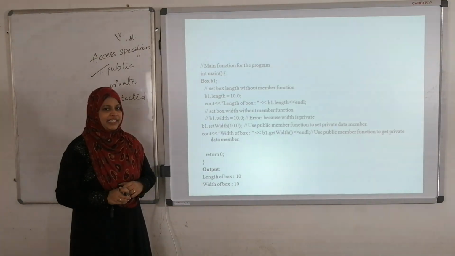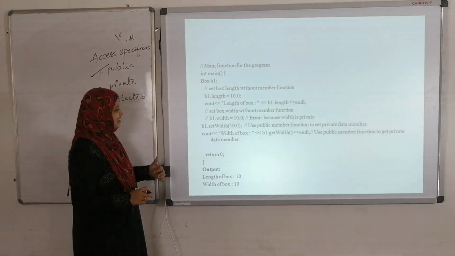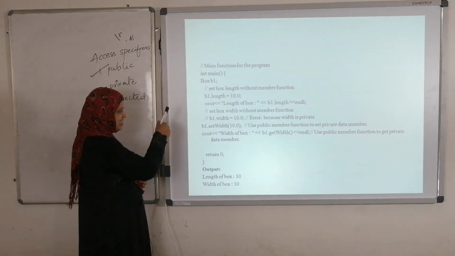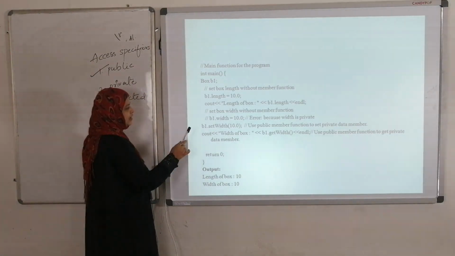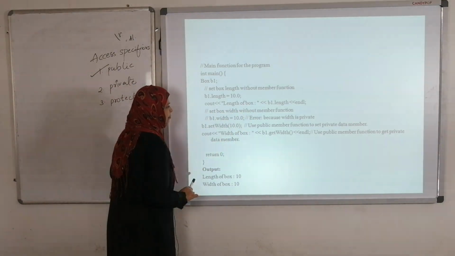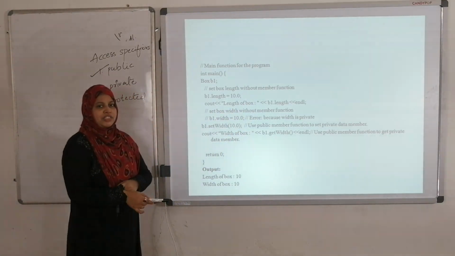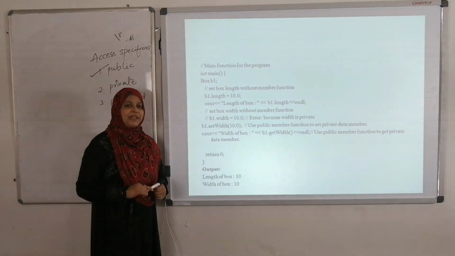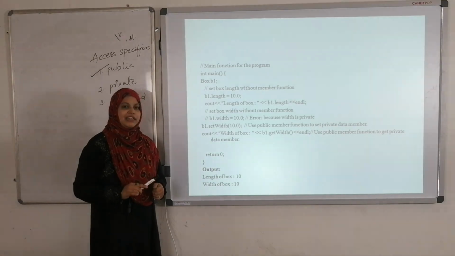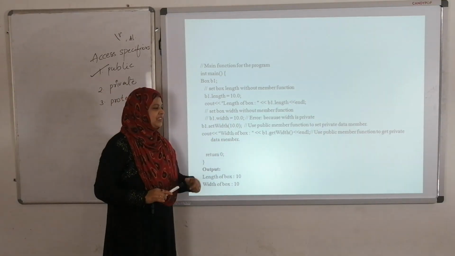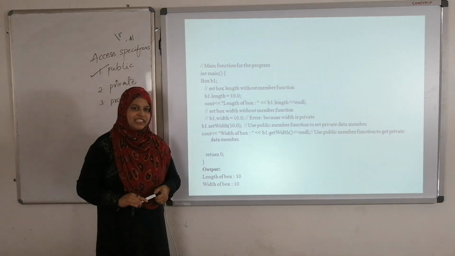Length is declared in the public mode. That's the reason we can directly use this public data member outside the class, in function main. Now, set box width without a member function, whereas width is declared as a public data member. B1 dot width equals 10.